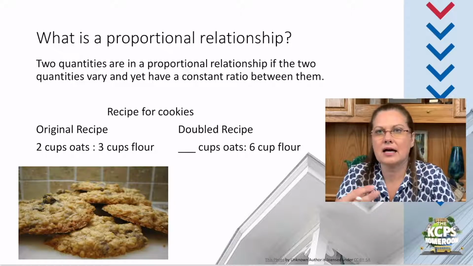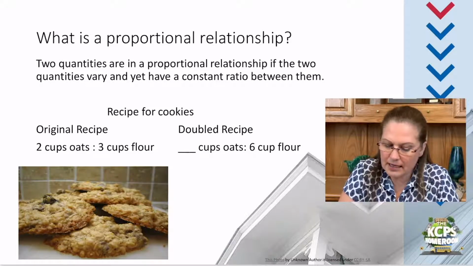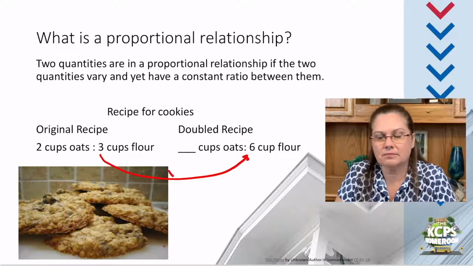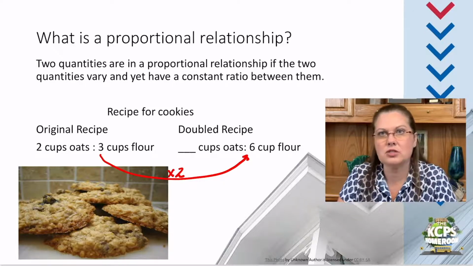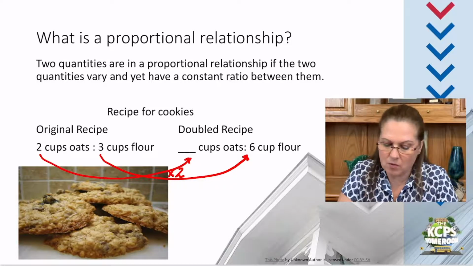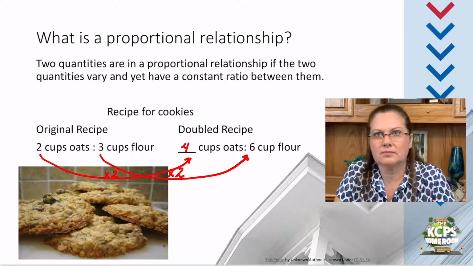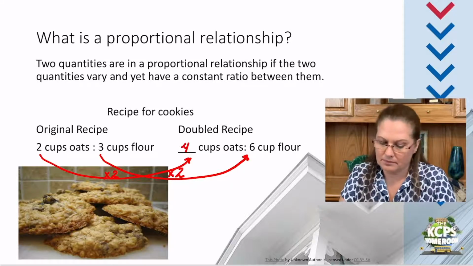We're multiplying times 2. So if you'll notice, our 3 cups of flour, when we multiply times 2, is going to be 6 cups of flour. Our 2 cups of oats, when we multiply times that same ratio, times 2, is going to be 4. So our doubled recipe needs 4 cups of oats and 6 cups of flour. Remember, our constant ratio is 2 because we doubled.